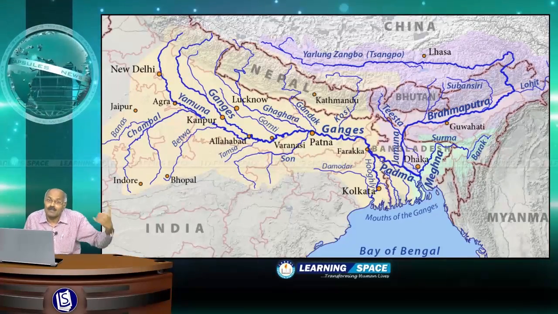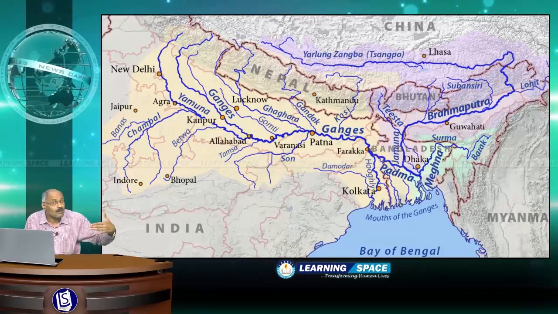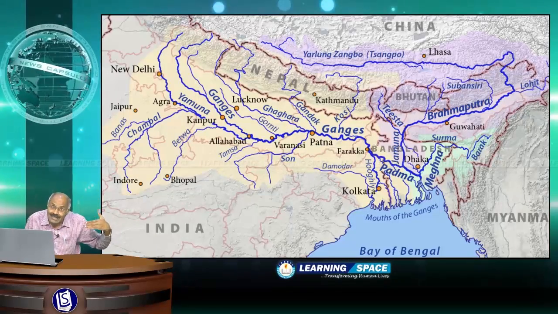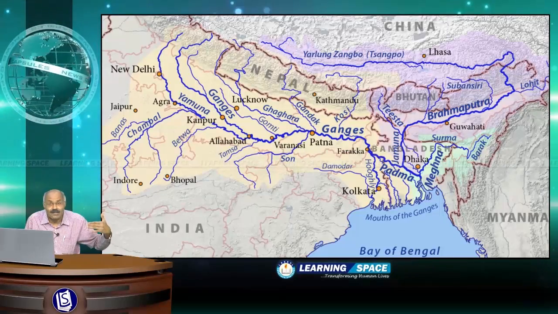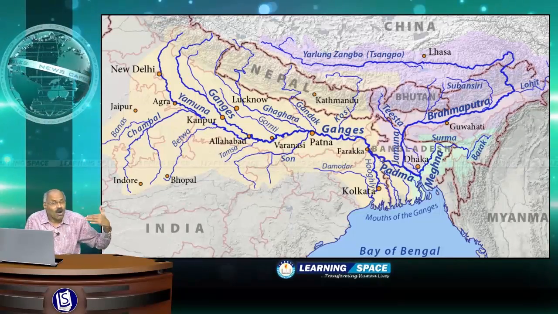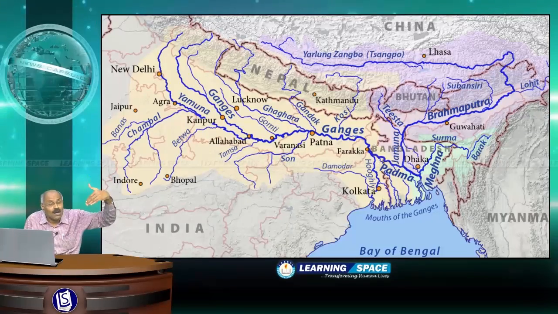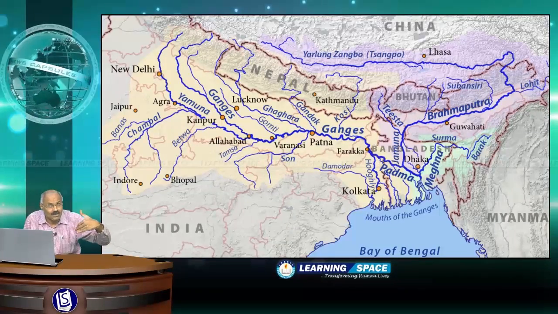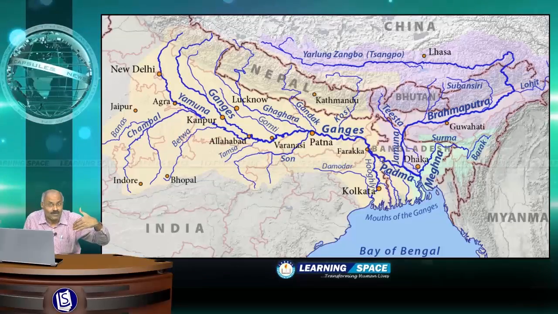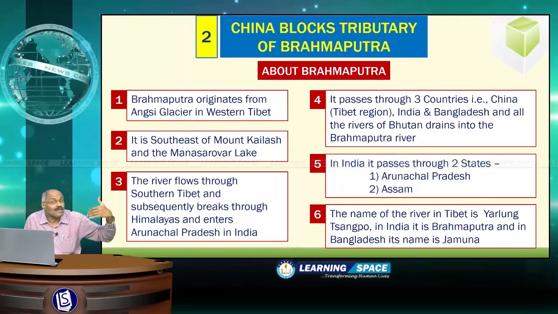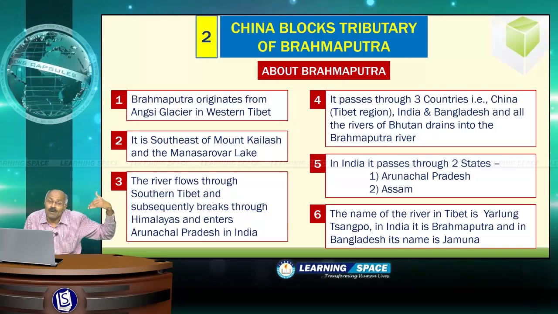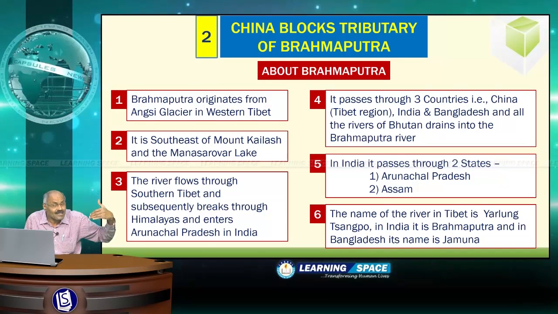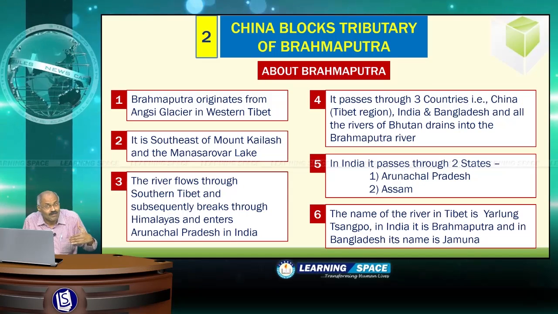Let us come back to the present discussion. This river, Brahmaputra, passes through 3 countries. First one is the Tibet region of China, next India, then Bangladesh, and all the rivers of Bhutan also drain into Brahmaputra river. That is another important point. And Bhutan, one important river, that is the Manas. That Manas river originates from Bhutan and it is the tributary of Brahmaputra.